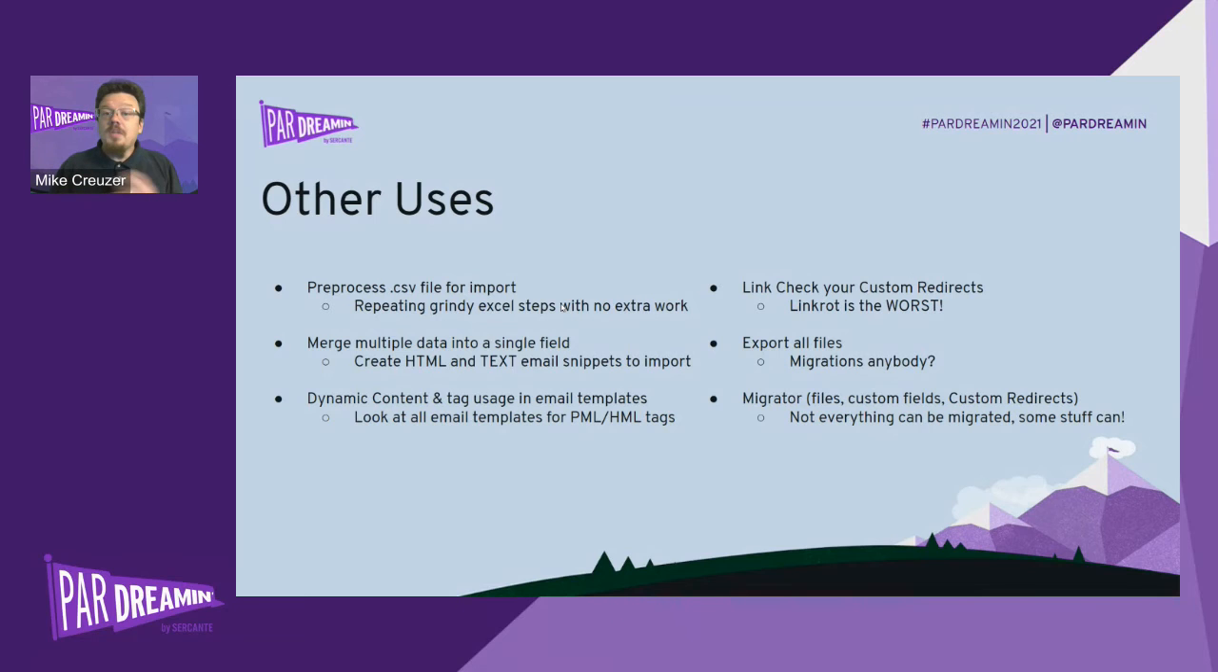We can use something like this to link check our custom redirects, right? Just go through the custom redirects and make sure that those URLs are valid. We can export the files. It's a pretty cool capability we have with the new API version 5. We can migrate data from one Pardot instance to another. Some pretty cool stuff we can do with this tool once we've figured out how to use it and how to start doing our automations and how to do this ad hoc reporting. It's kind of a different way of viewing our data. But once it's there, it's pretty cool.